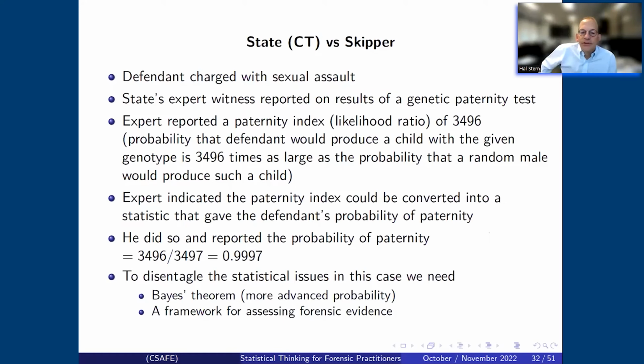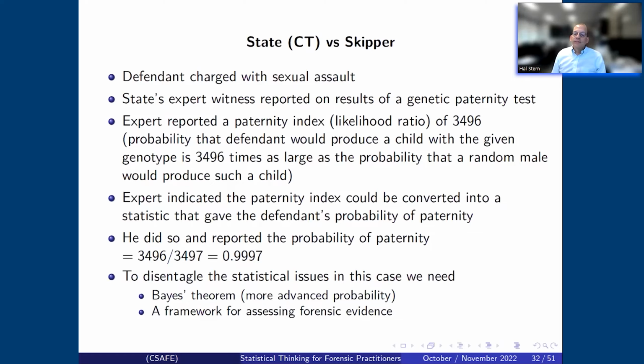And so paternity testing was done. A paternity test is a genetic test. And the expert in the case reported what their software provided as a paternity index. Turns out a paternity index is an example of a likelihood ratio. And the paternity index was 3,496. And the interpretation of that is the probability that the defendant would produce a child with the given genotype when having a child with the woman is 3,496 times as large as the probability that a random other person would produce a child like this with that woman. So that's what the paternity index means.